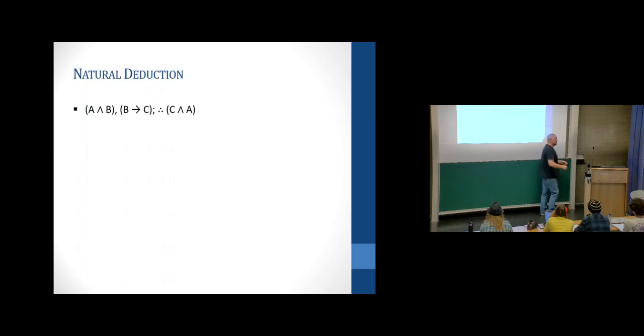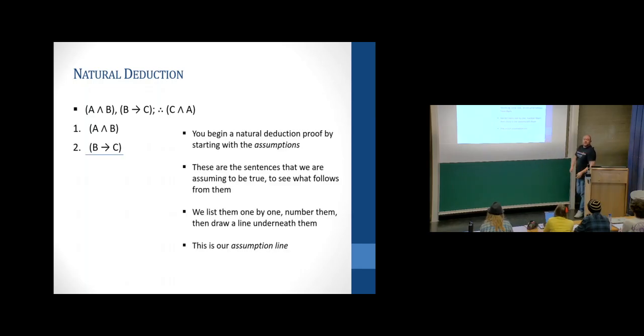So here's how we do a natural deduction proof. We start off by writing down our assumptions. We write them in a vertical line. We list them numerically. So we've got 1 and 2.